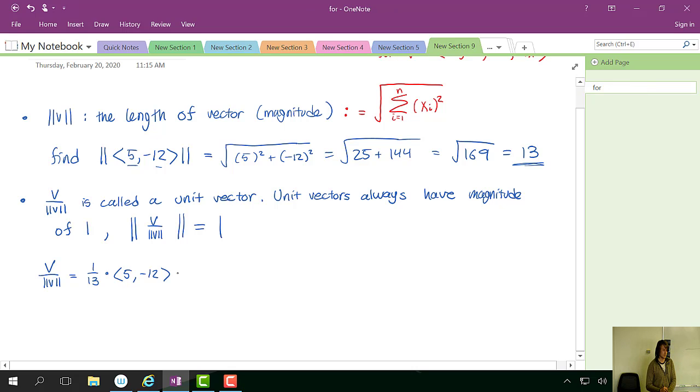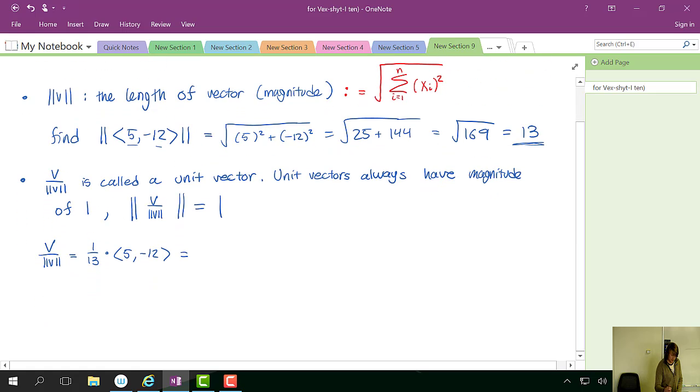Right, so far so good? And the way it works is, if I'm multiplying a vector by some constant number, all you do is distribute the number to each of the components. And we say this is called the unit vector in the direction of v. It's basically a parallel vector to v that's exactly length 1.